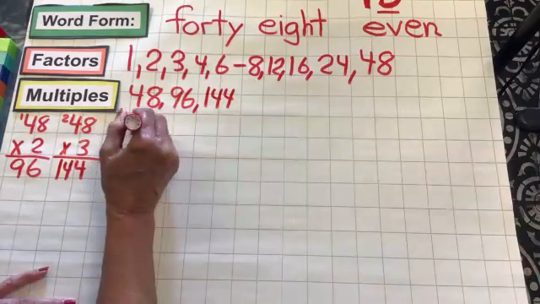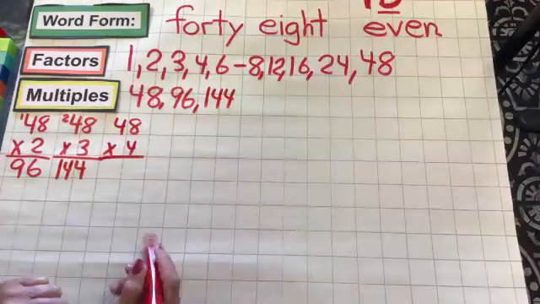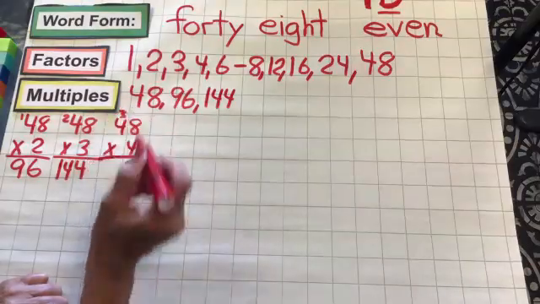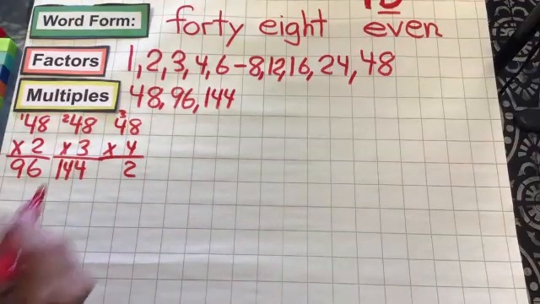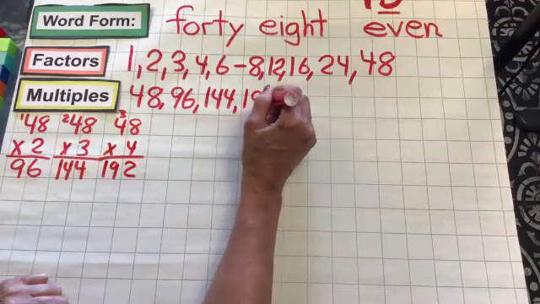And then we have 48 times 4. That would be 4 48s. 4 times 8 is 32. Drop the 2, carry the 3. 4 times 4 is 16, plus 3 is 19, 192.